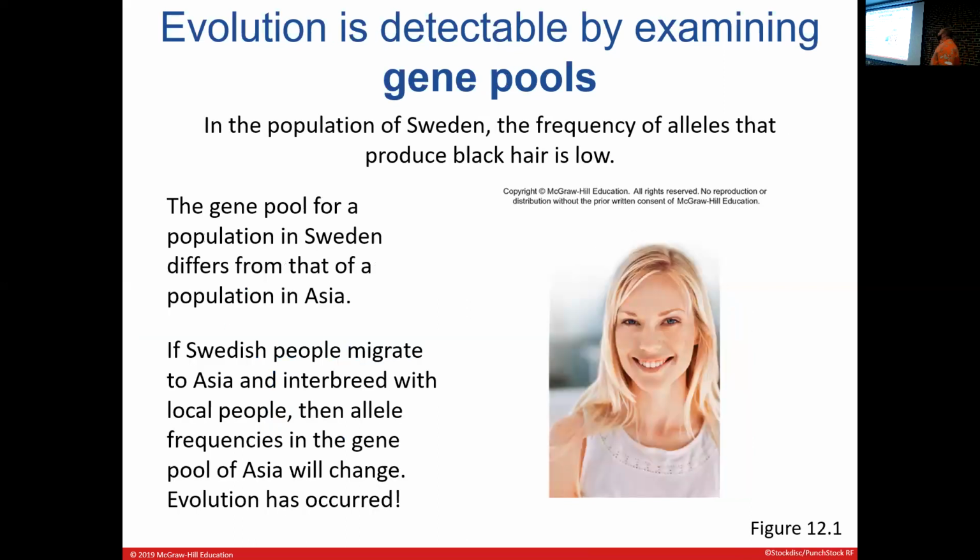As a result, evolution is very detectable by examining the gene pools. By looking at all the alleles that are present in the population and the proportions of those alleles, we can determine just kind of what direction the population is going in a given particular circumstance.